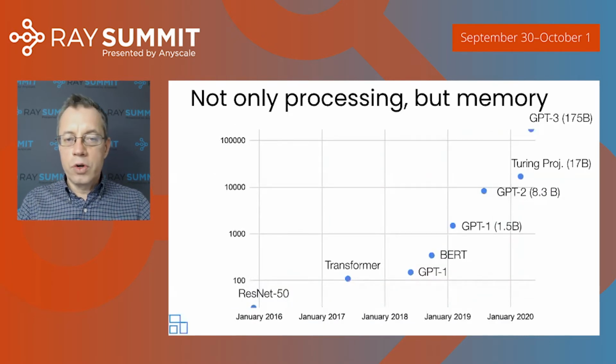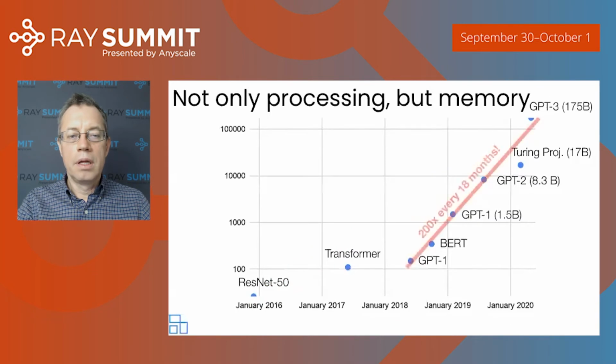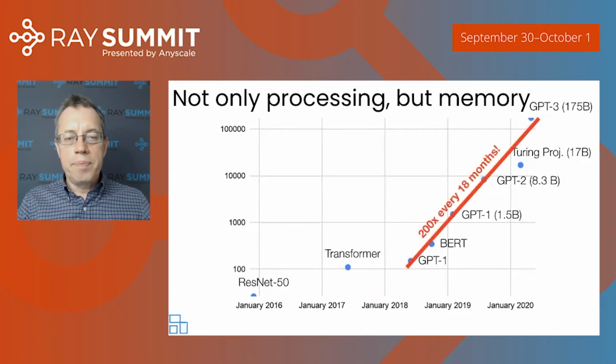And it's not only true for processing, but for the memory as well. Here is a plot of the model sizes for the past 4 years. It shows that the size of the state-of-the-art models has increased 20 times every 18 months. And if you look at the past 2 years alone, it has increased 200 times every 18 months. This is just unheard of.